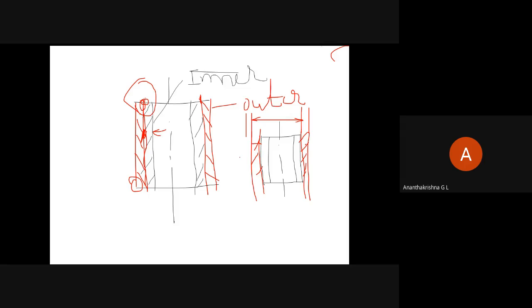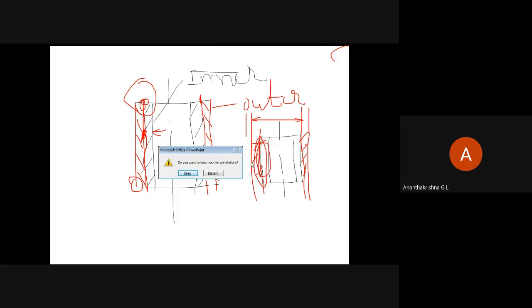Where do we expect the maximum stress to be in this assembly? You can expect it at the junction of the outer diameter of the inner cylinder and the inner diameter of the outer cylinder. We are going to have maximum stress there because of the shrink fit. Are you there with me? Yes, sir.